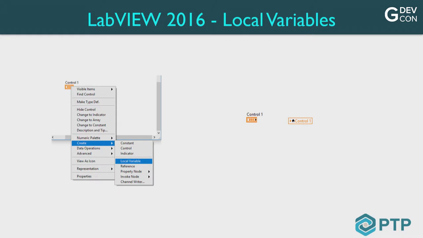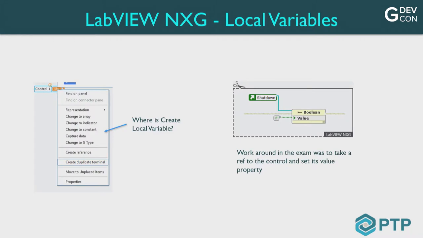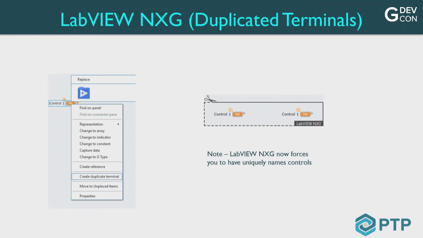We're all used to normal LabVIEW. You go into LabVIEW, you write create local variable, yeah? We're all happy with that. LabVIEW NextGen, you go right click, create. Oh God, where's it gone? I'm in the exam, where's my local variables? Minor panic set in. So I went, grab the reference and then a property node for it. Don't do that, it's a really wrong thing to do.